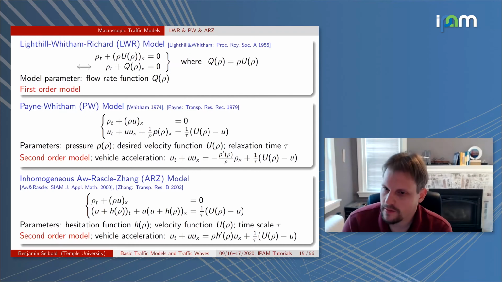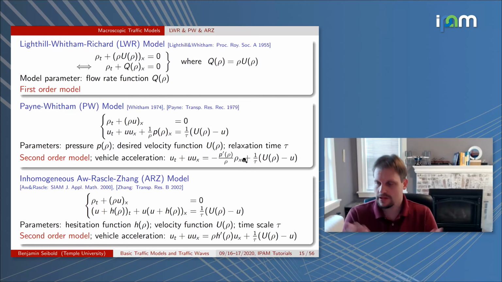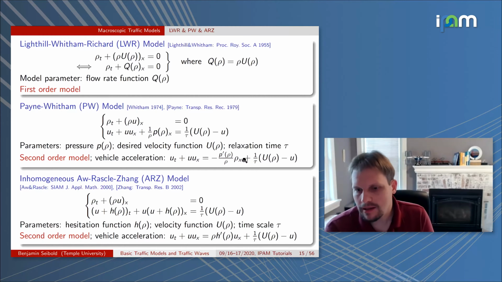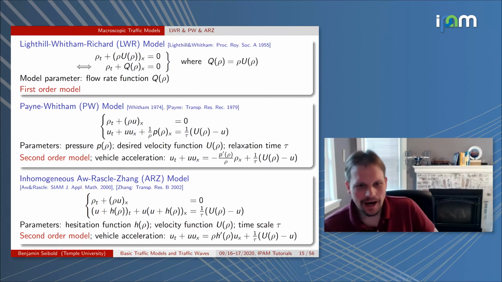That's a rate of change of speed in a moving frame of reference. That now is just a relaxation term. So you have a desired speed u, coming from data, for example, and your instantaneous speed relaxes in time on a time scale tau towards that desired speed. And then there's some pressure that kicks in when cars get too close, essentially to prevent collisions and mathematically make the model well posed. All right.